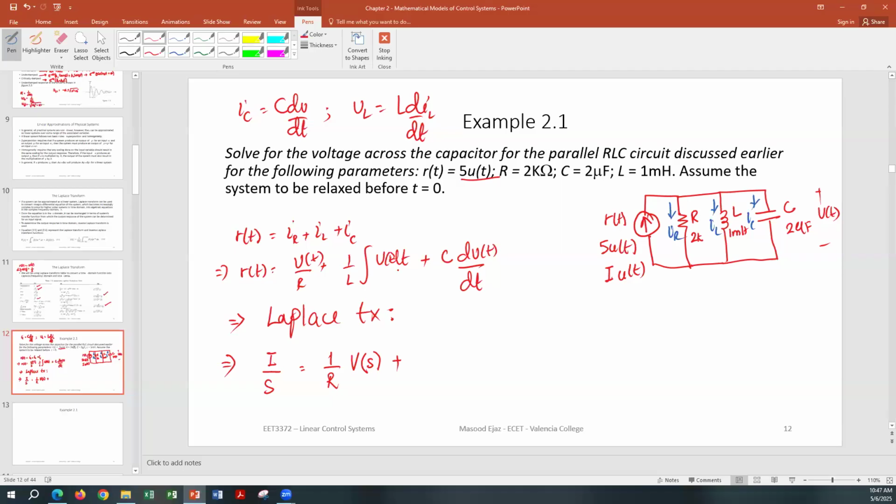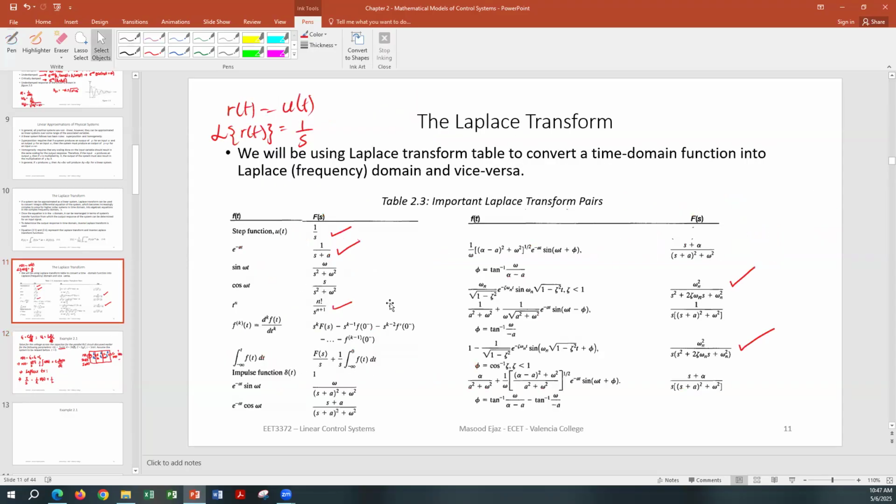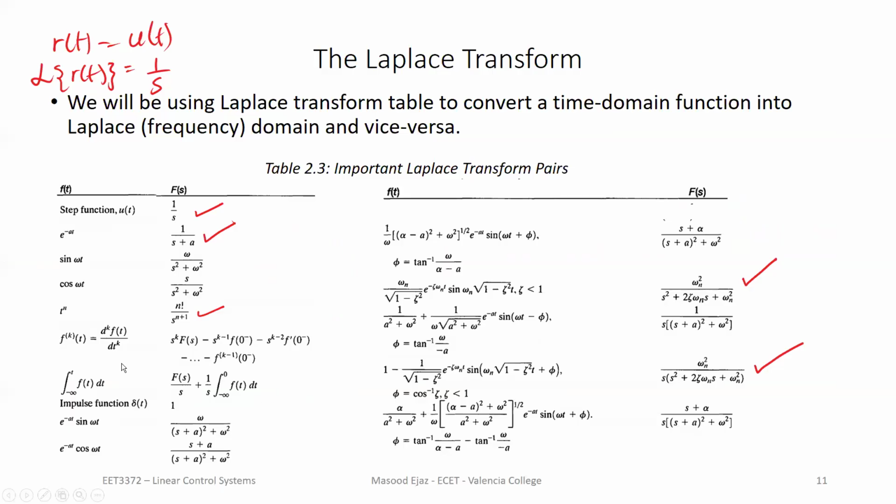And then 1 over L integral of V dt. So 1 over L is constant. Integral of V, go back and look at the integral. Integral of f(t) is F(s) over s plus 1 over s integral from negative infinity to 0 of f(t) dt, right? Now, if you have some value of the function from negative infinity to 0, then this has to be included. But in our case, since our system is relaxed, there is no value from negative infinity to 0, so this is going to be 0. So simply the Laplace transform of the integral is going to be F(s) over s for us.